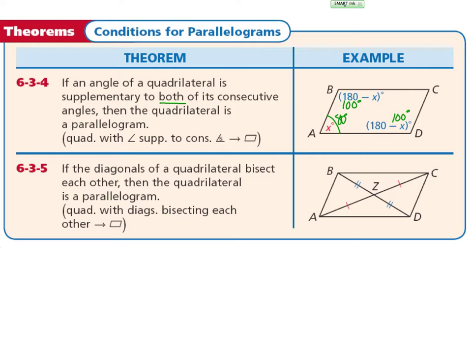And the last one, if we make diagonals that intersect and actually bisect, so we set up two segments that bisect each other, the ends of those segments will always form a parallelogram. You recognize those as the converses of what we did on Monday. The only one that isn't a converse was that first one. The diagonals bisect each other, then it's a parallelogram.